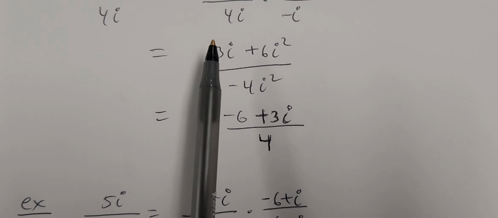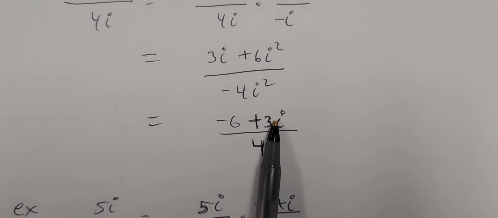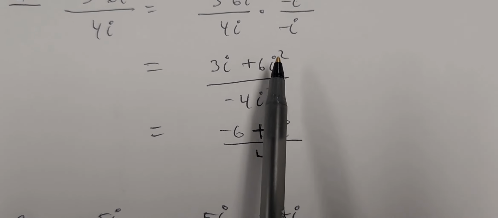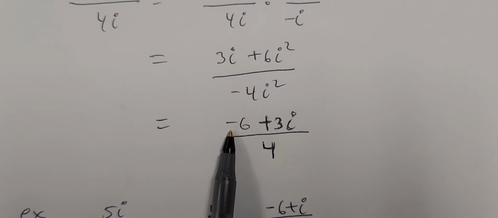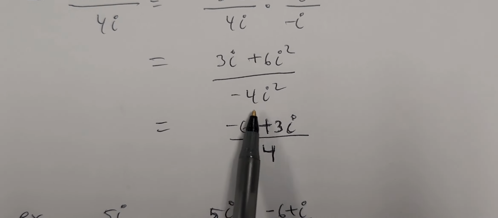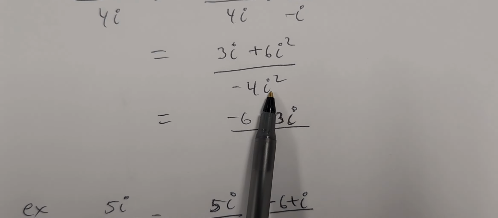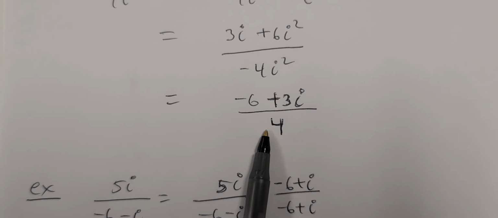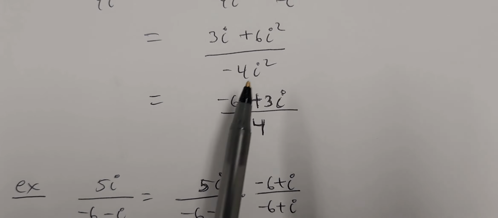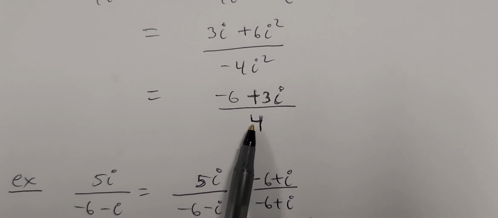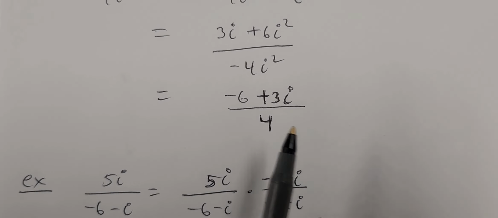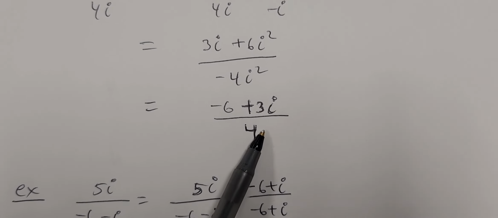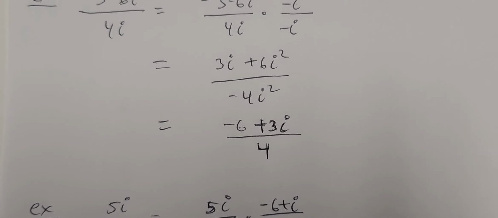So one more time. This 3I, I wrote it here, and this I squared becomes negative 1. Negative 1 times 6 will give me this negative 6. The I squared right here also becomes negative 1. Negative 1 and negative 4 become positive 4. And as always, no I in the denominator, and that's when you know you are done.